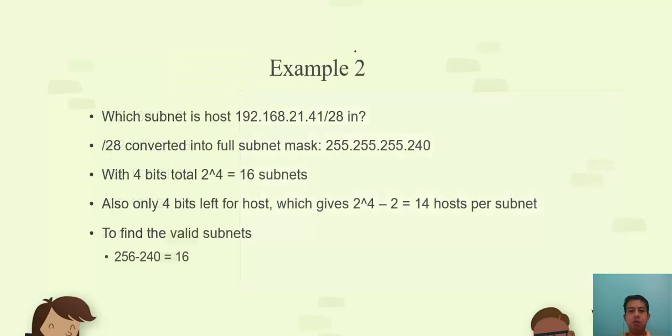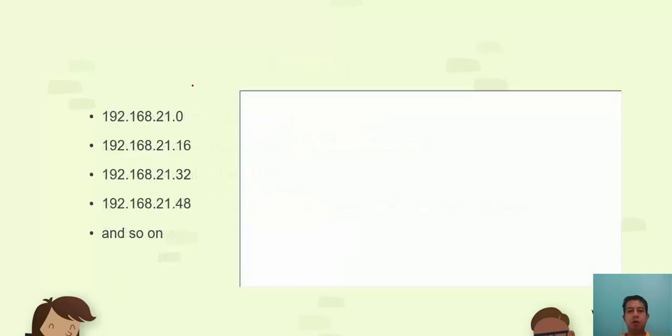So now let's go back to our first question. What was the original question? The original question was in which subnet this particular IP address belonged to, 192.168.21.41. Now find the valid IP addresses yourself in the same process.